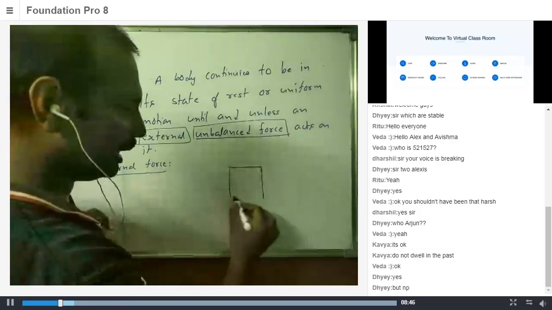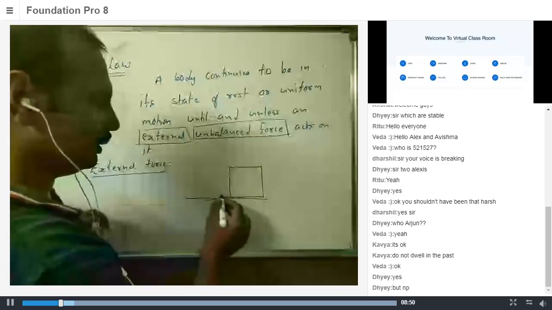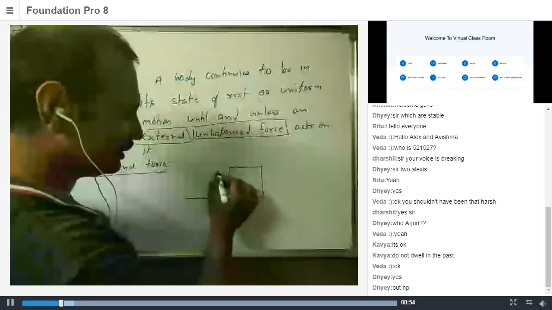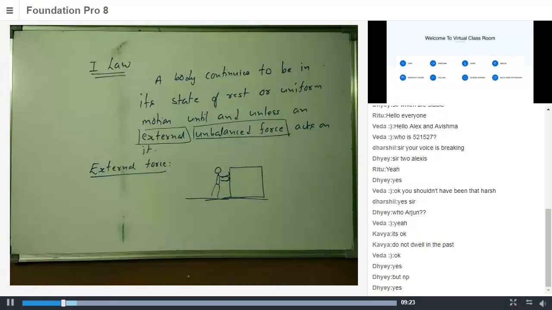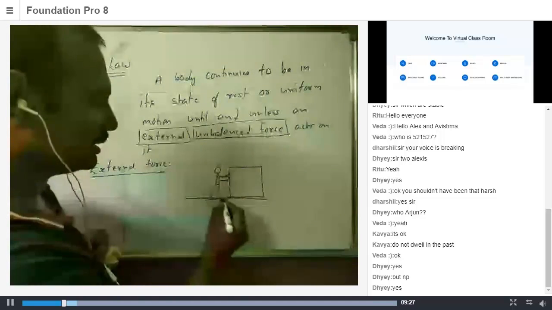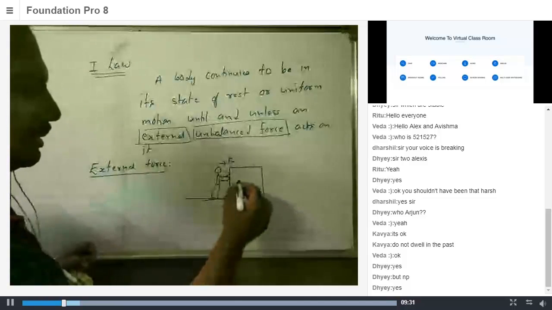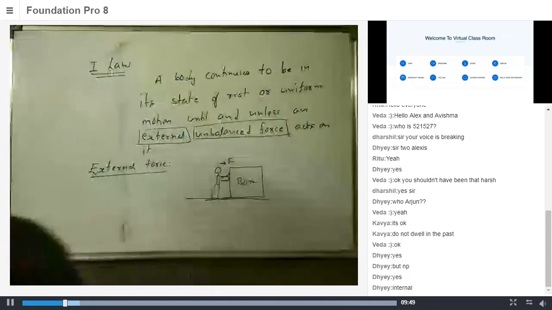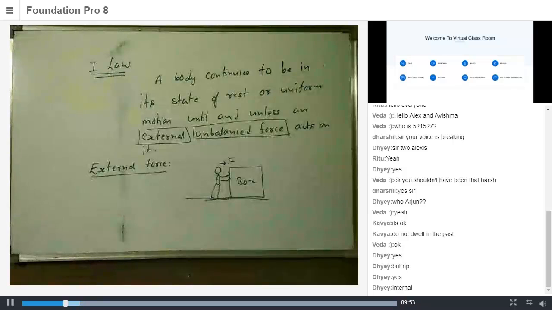Now, so I have a box. Let's say there is a box. So let's say there is a person who is pushing the box. So now see here. He is pushing a box, applying a force F on the box. Now, is the force applied by the person external or internal?